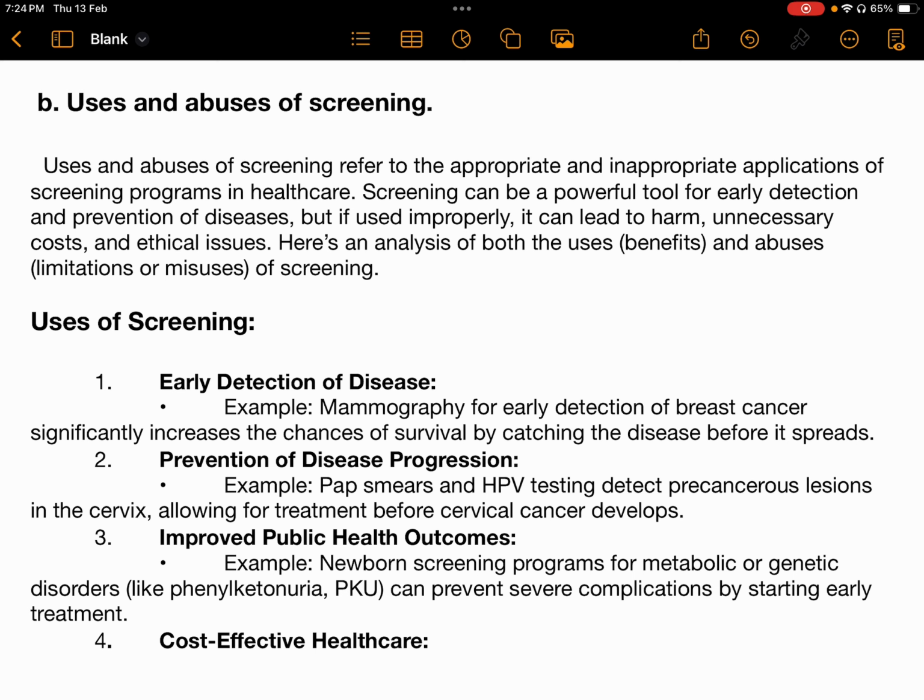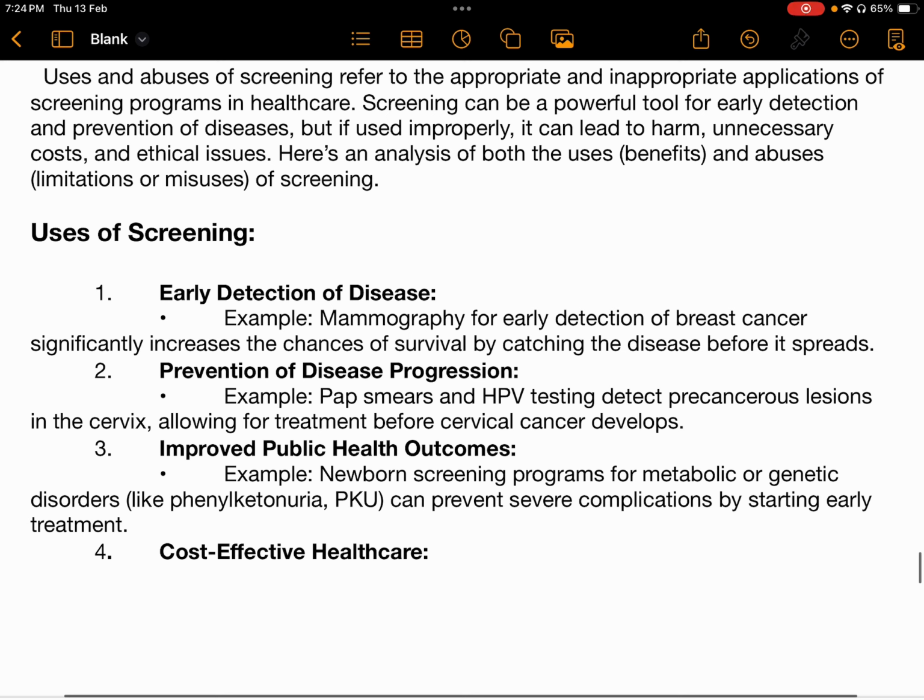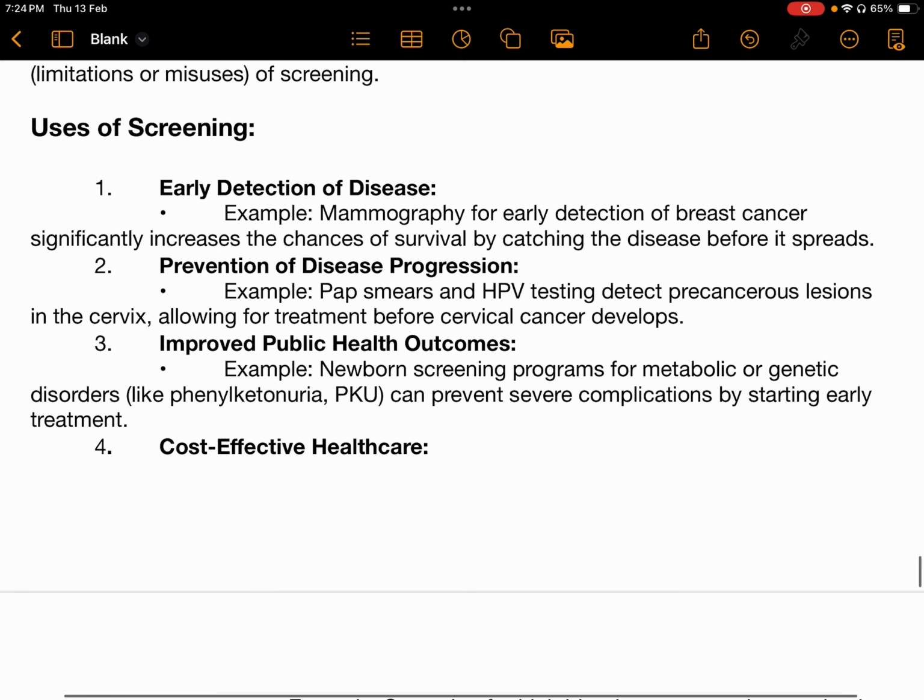Then uses of screening. Early detection of diseases. Screening allows for the detection of diseases at an early and often asymptomatic stage when they are more treatable. This can lead to a better outcome and improved survival rates. Example is mammography for early detection of breast cancer significantly increases the chances of survival by catching the disease before it spreads.